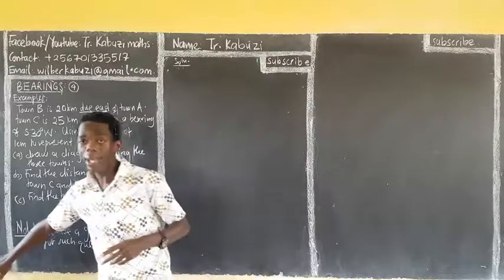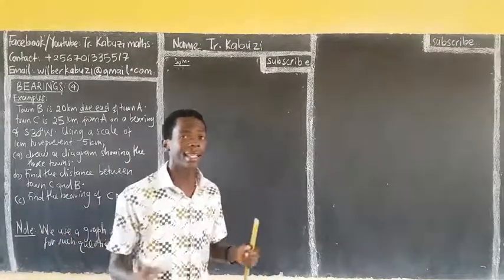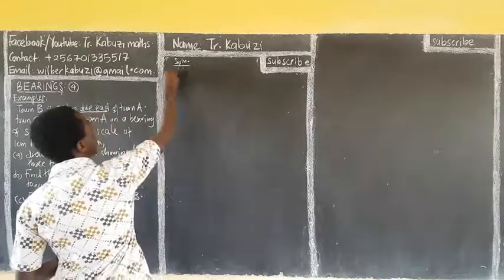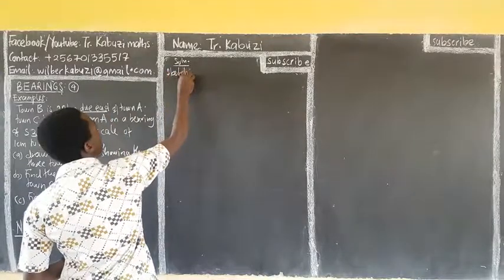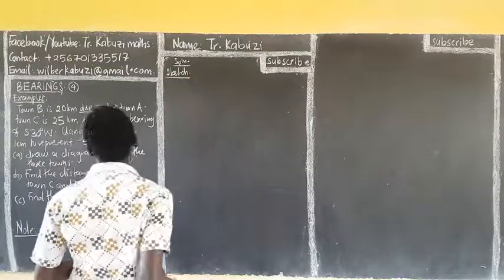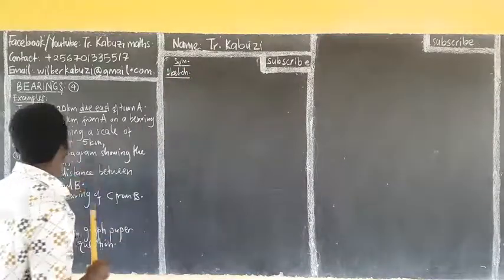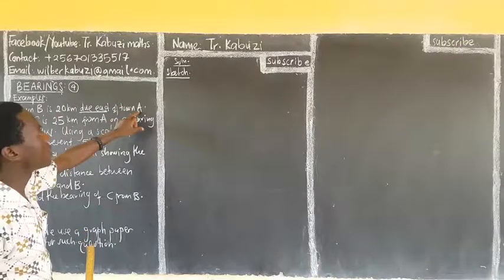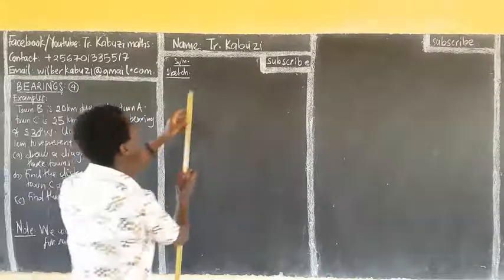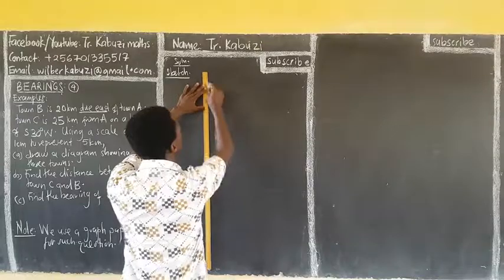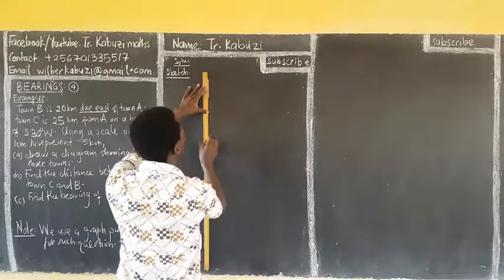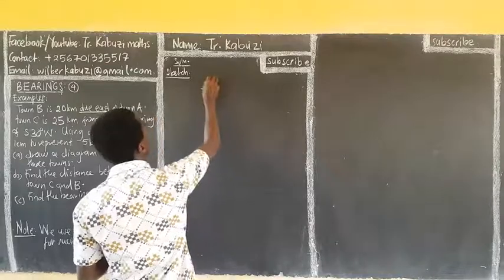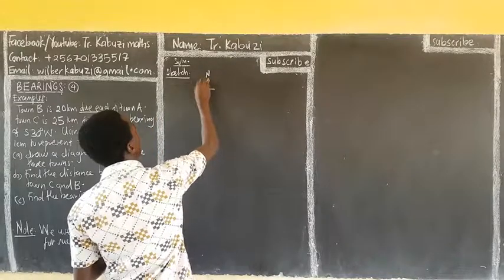Now, here you start by drawing a sketch. A sketch is going to help you in your accurate diagram. So here I'm going to put my simple sketch. Town B is 20 kilometers due east of A, meaning I need to get first of all town A. This is the sketch, it's not the accurate diagram. So this is my point, town A.